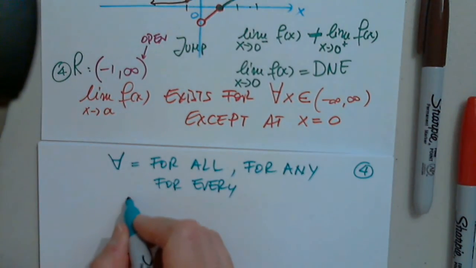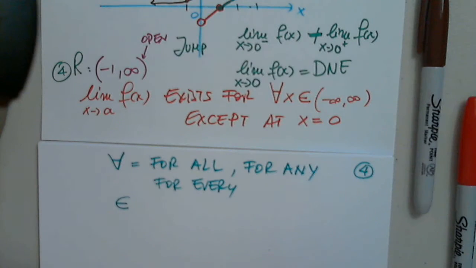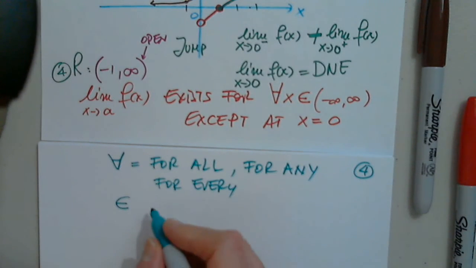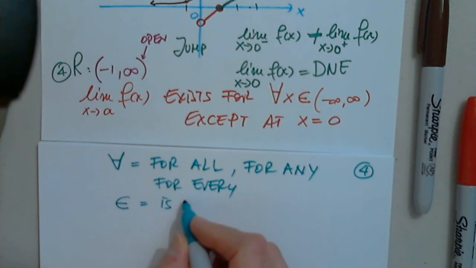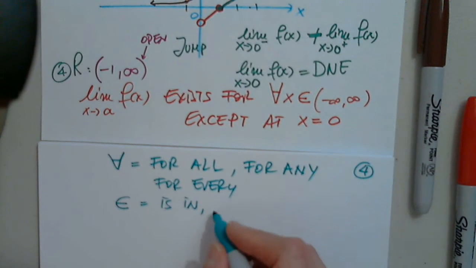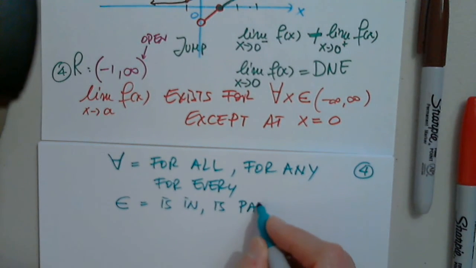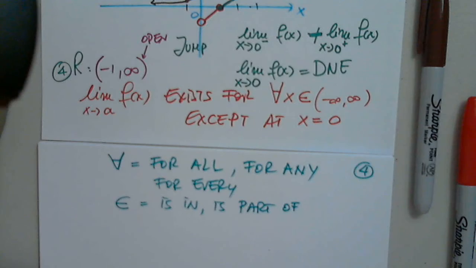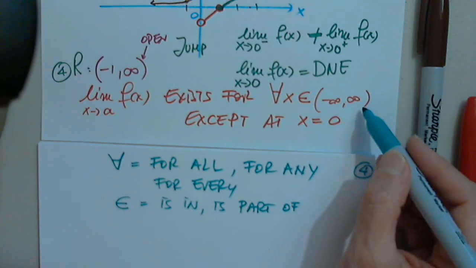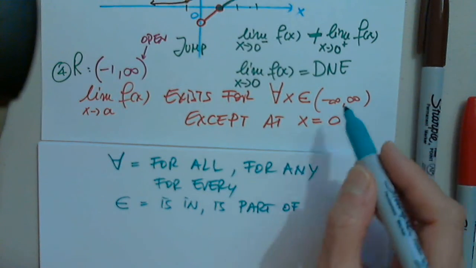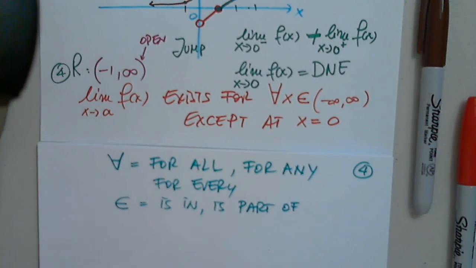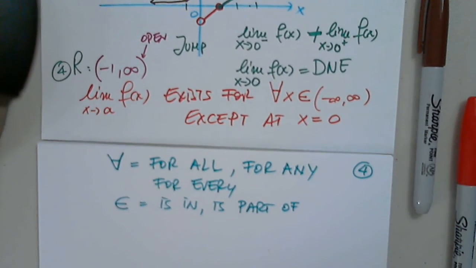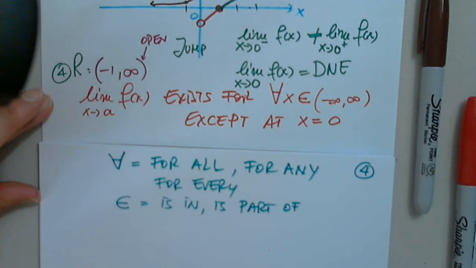This symbol stands for is in or is part of. So: for all x in the interval negative infinity to infinity, which is the domain, except at x equals 0. So please, if you don't want to use them, that's fine, but at least get used to them because I will use them.